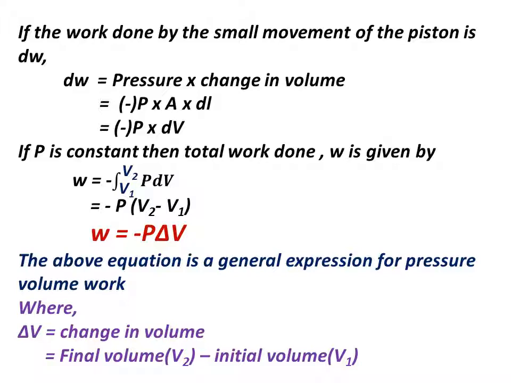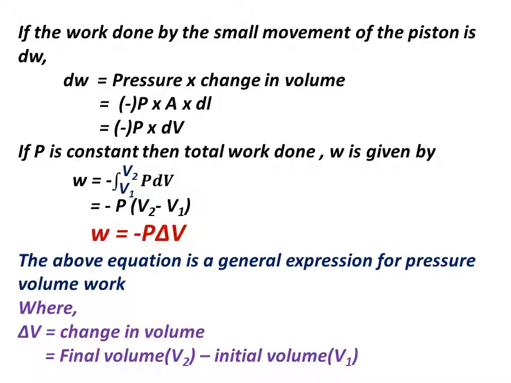On integrating from limit V1 to V2 of P dV, the integral shows minus P, and the upper limit is V2, the lower limit is V1, so V2 minus V1. And what is V2 and what is V1? V2 is the final volume and V1 is the initial volume, as we have already considered. So on integrating, w is equal to minus P delta V.